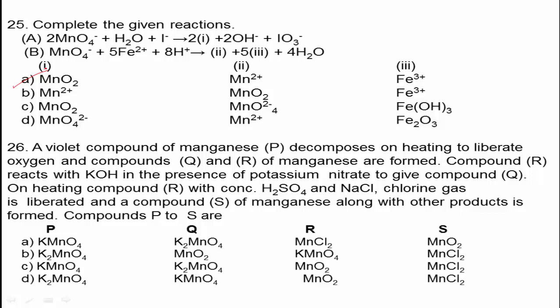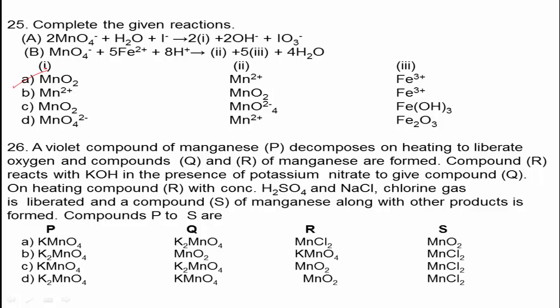Correct answer for this question is A, because when MnO4 minus is treated with water and iodine, it produces MnO2 and the byproducts are given already. And in the second reaction, the products 2 and 3 are Mn2 plus ion and Fe3 plus ion.